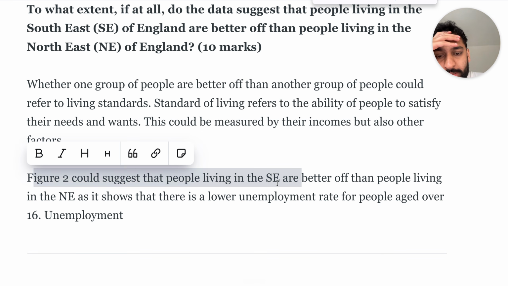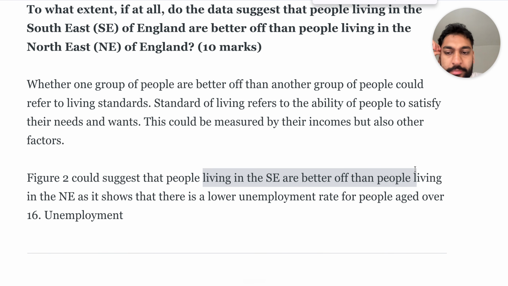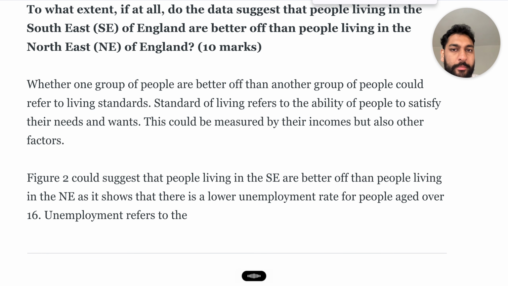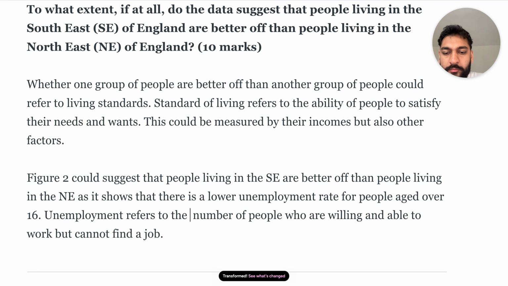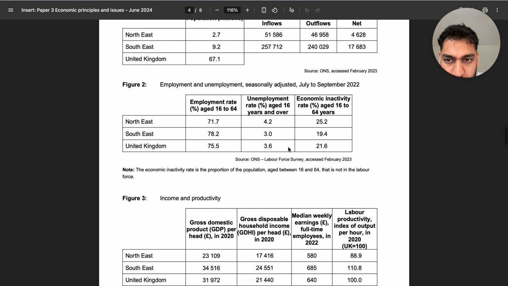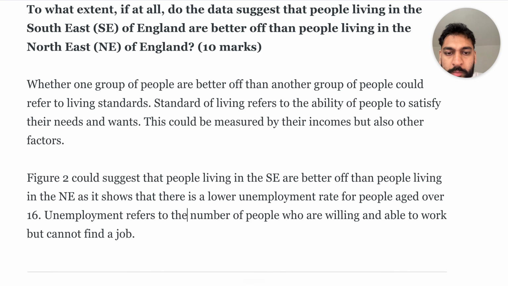Figure 2 could suggest that people living in the southeast are better off than people living in the northeast, as it shows that there is a lower unemployment rate for people aged over 16. Unemployment refers to the number of people willing and able to work who cannot find a job. The data shows that the unemployment rate in the southeast was 3% compared to 4.2% in the northeast.